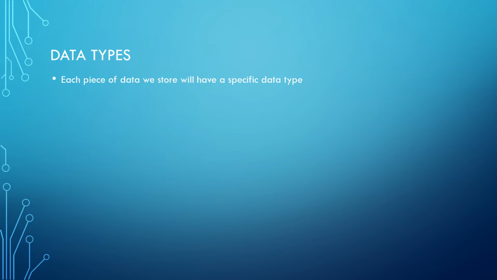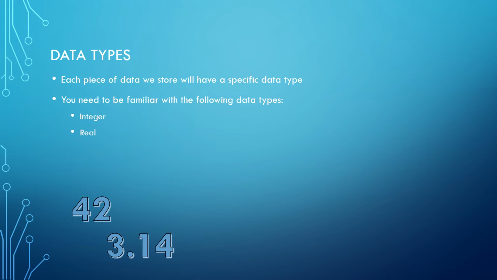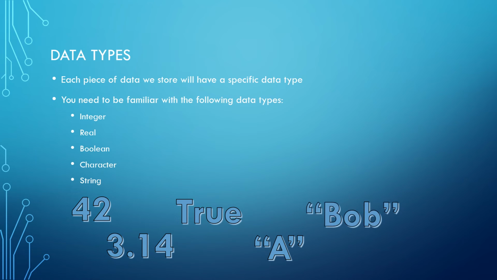Each item of data you store in the program will have a specific data type. You need to be familiar with the following data types: integers, which are whole numbers; real, also sometimes called floats, which are numbers with a decimal place; Boolean, which are either true or false, sometimes seen as yes or no; character, which is a single individual character inside speech marks; and string, which is a group of characters together inside speech marks.